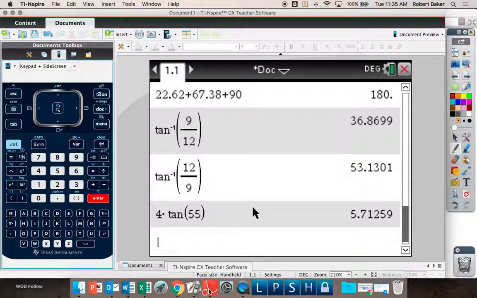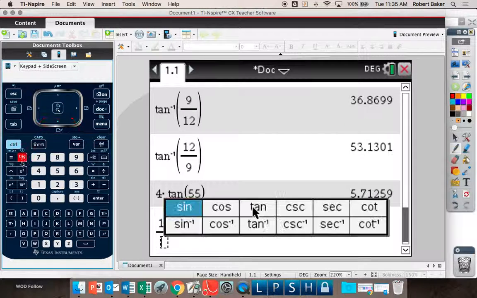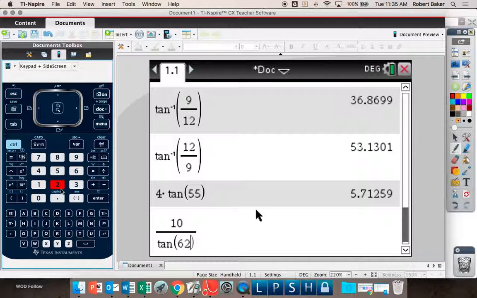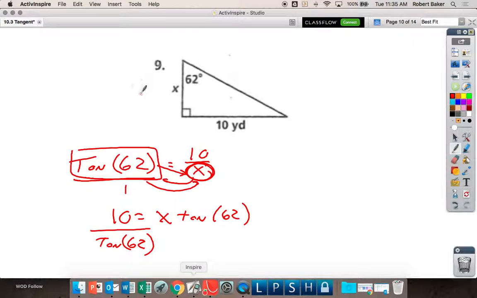I prefer to use the control divide method. 10 divided by tangent of 62. 5.317. And that's your answer. Yeah or no? So those are all three scenarios. Go ahead. I was just going to see if you could explain it one more time.